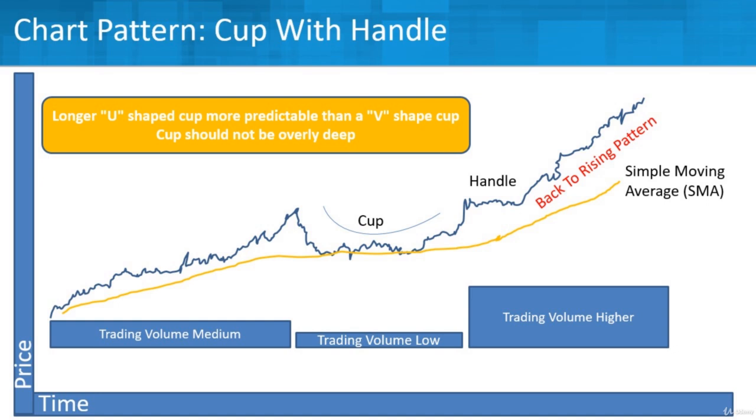If it was really a deep cup, then people might not be as indecisive or taking profits. It might be an actual real trend reversal, and it's not really a cup and handle. It's actually something different going on. So look for U-shapes, longer U-shapes in the cups to be more confirming. And then also look that the cup is not overly deep, and that'll really help you.